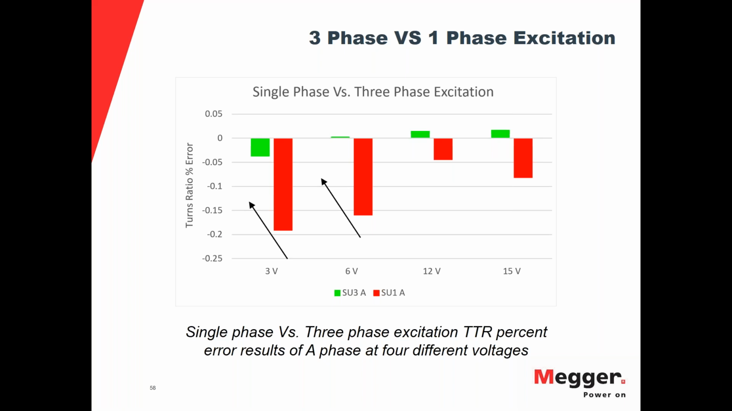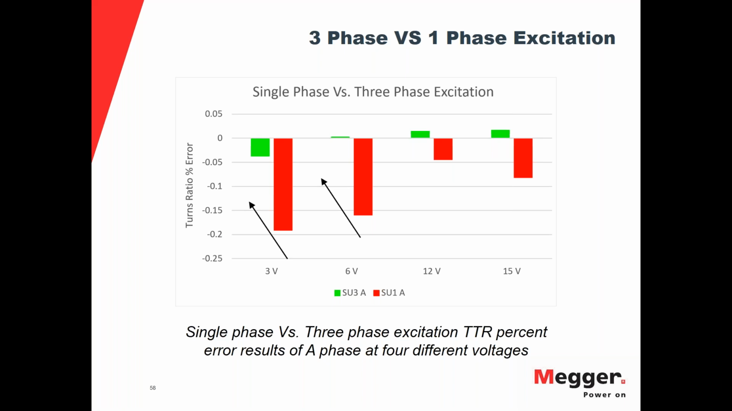Single phase is kind of all over the board here based on the voltage. So the first one is 3 volts, next one's 6 volts, then 12 volts, and then 15 volts. And so what we can see here is that there's a drastic difference between doing the 3-phase versus doing the single phase. And any inequality in the magnetizing characteristics of the 3-phase can result in a shift of the neutral and thereby cause unequal phase voltages.